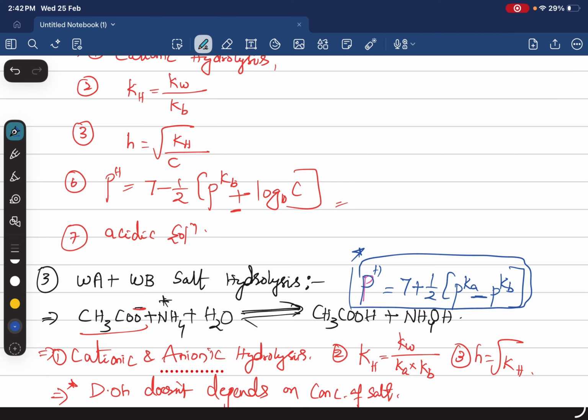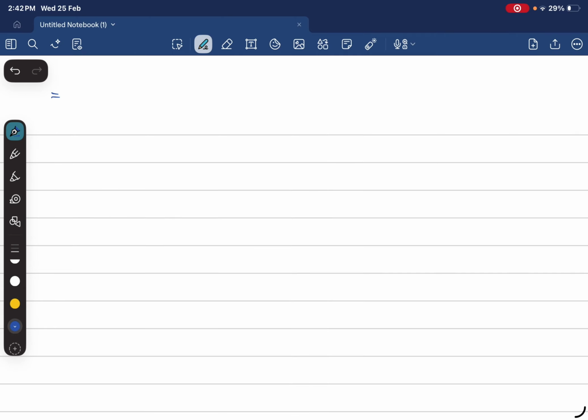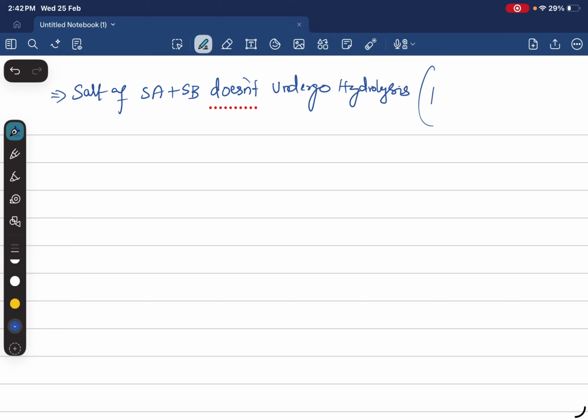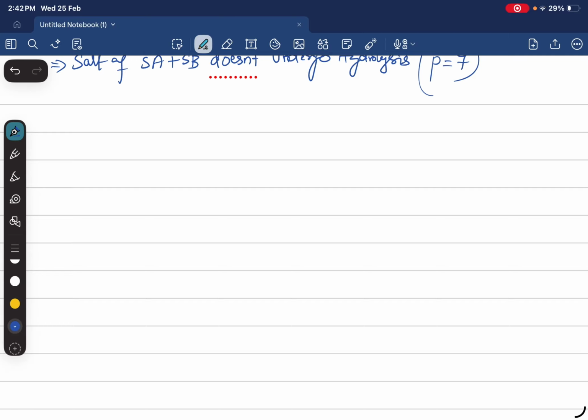So these are the salt hydrolysis first three models, and coming to the last, that is salt of strong acid plus strong base, it doesn't undergo hydrolysis because both are strong ions, meaning both do not undergo hydrolysis with water, so the pH is always 7. So these are the important formulas related to salt hydrolysis. Here, the kind of questions possible is, they give a salt and ask what is the pH of the resultant salt solution after hydrolysis, or directly formula related questions.